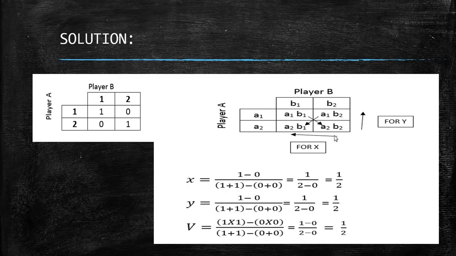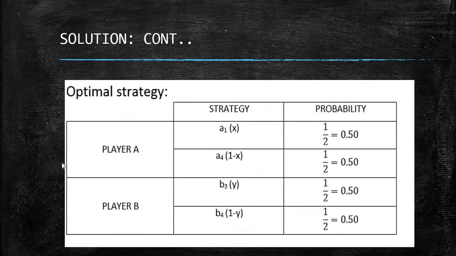Again for y it is like this, (a2b2 minus a1b2), that is 1 minus 0, divided by 1 plus 1 minus 0 plus 0. So the answer is 1 by 2 only. Then for the value of the game, the numerator is 1 into 1 minus 0 into 0, divided by 1 plus 1 minus 0 plus 0. So the answer is 1 by 2. So the value of the game is 0.5.